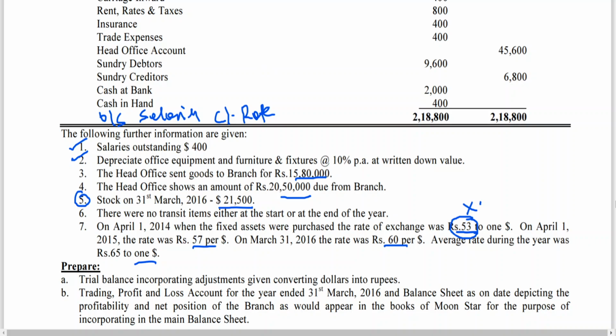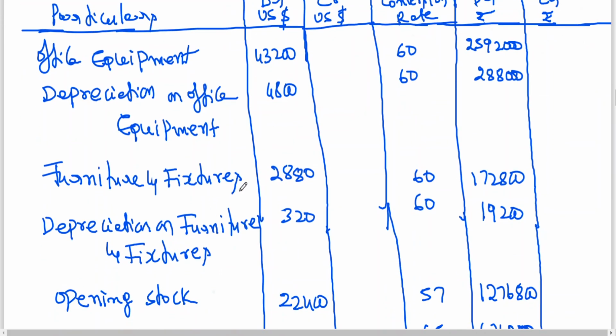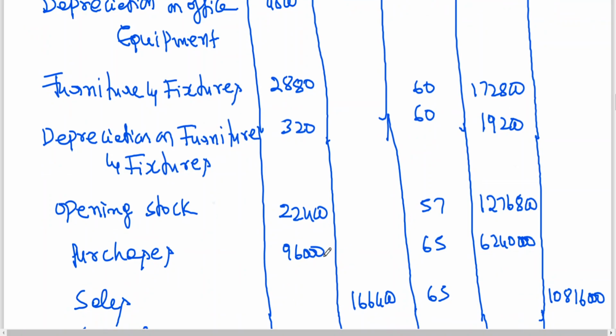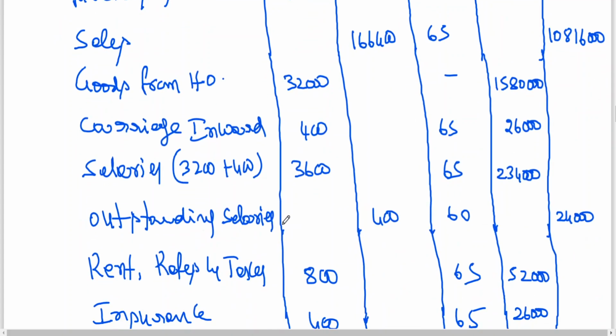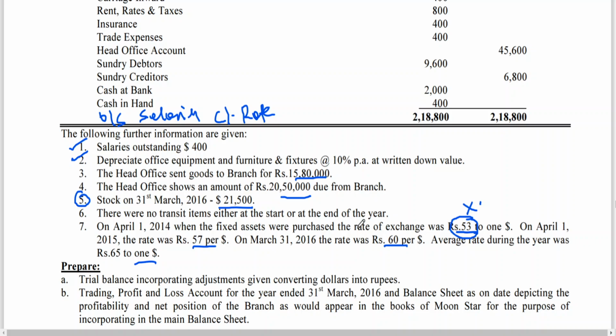Coming back to this now. Same is the case with furniture. Depreciation is split because he is asking us to incorporate, so we are doing it. If he were not asking you to incorporate, we could add these two things and take depreciation separately. This is also the closing rate. Opening stock uses the opening rate, purchases the average rate, sales the average rate, goods from head office actual, carriage inward average rate. Salaries, I told you to add outstanding; after adding outstanding, it is the average rate. Outstanding salaries use the closing rate, and you have seen that the closing rate is 60.